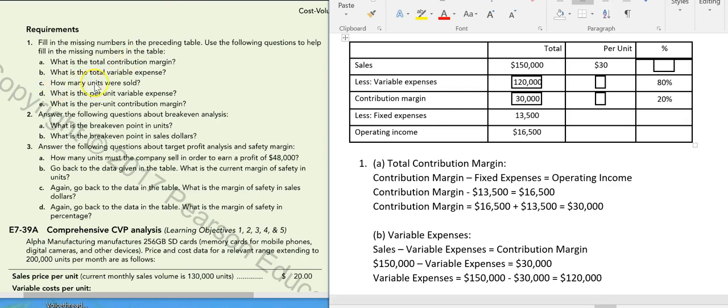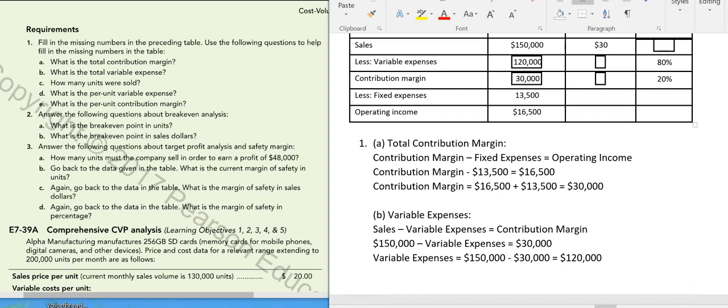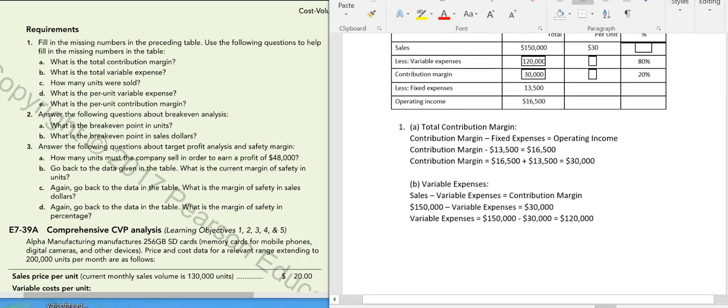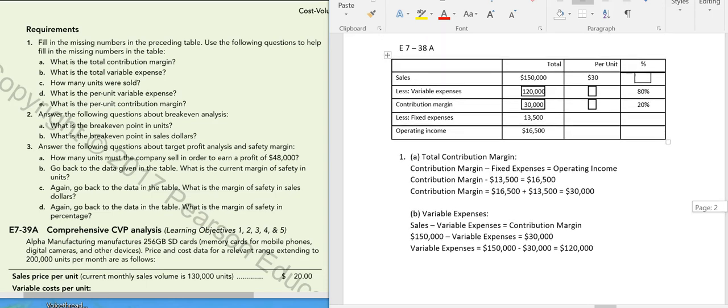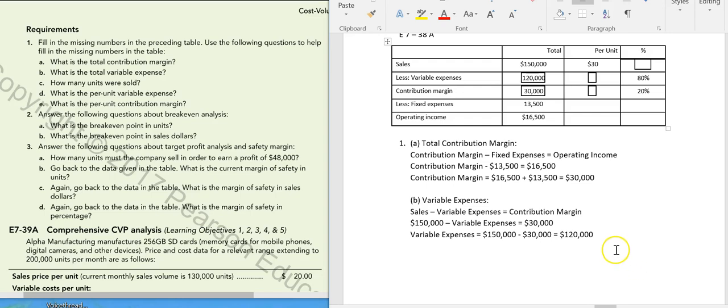Now, third question, how many units were sold? Well, we actually don't know how many units they actually sold, but we know their total amount of sales, and we know what the sales price per unit is. So if we divide this total sales by the sales price per unit, we will figure out how many units they actually sold. I actually zoomed out so that we can see the whole thing together.